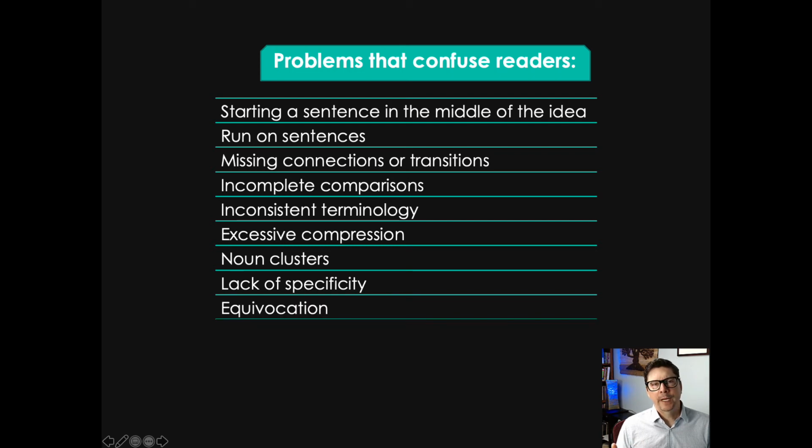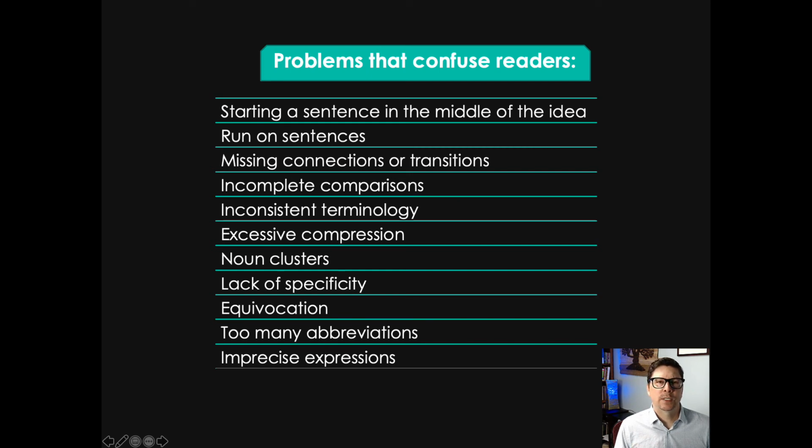Are you equivocating? It could be this way, but on the other hand, it could be this way. That is confusing. Be certain and say something directly. Don't use too many abbreviations. Too many abbreviations are definitely a burden on the reader. Don't use imprecise expressions. Use something that's very precise, that goes along with being specific.